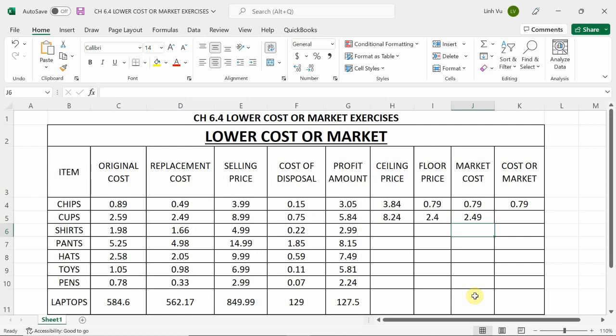And then now we need to compare which one's lower: my original cost at $2.59 or my replacement cost at $2.49. $2.49.